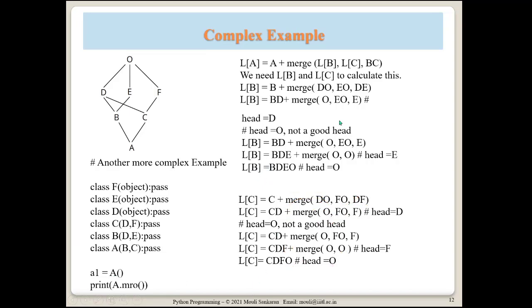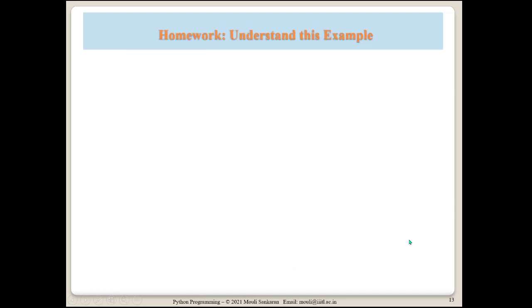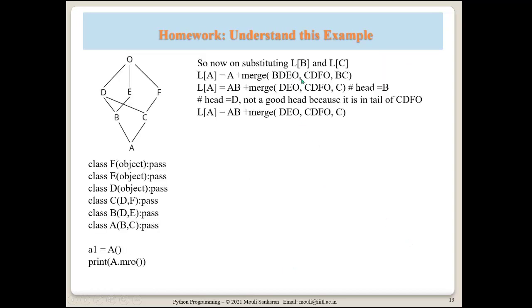LB is done. What you wanted was to expand it into a list of classes. You got it now because CDFO is there, BDEO is there, and BC is there. So all the classes are there, so I can run the merge algorithm on this now. So I am going to go here by filling up these values. Remember it: BDEO, CDFO, and BC, of course. So this is going to be the list now.